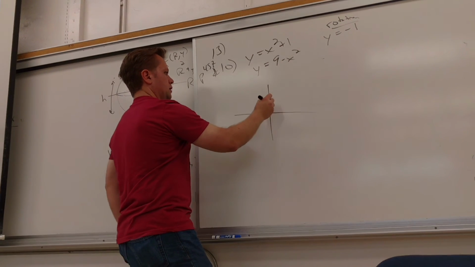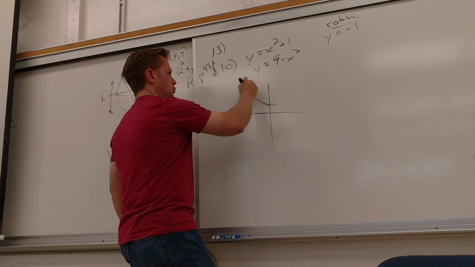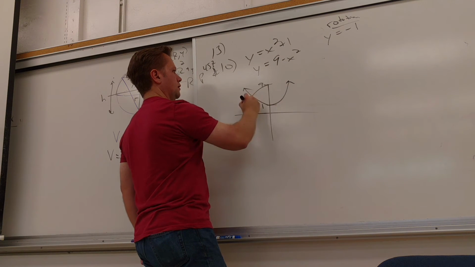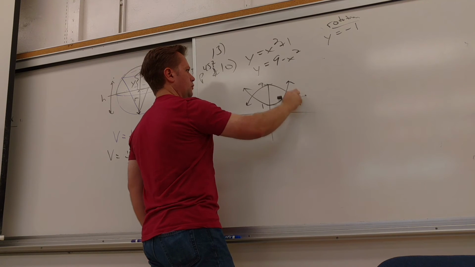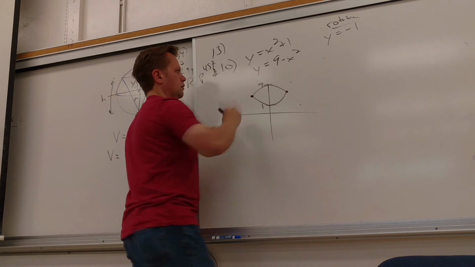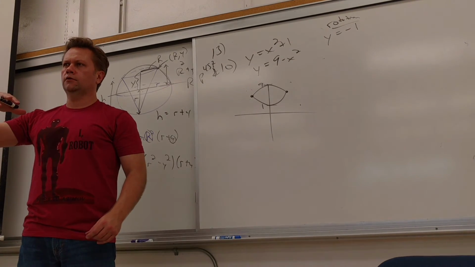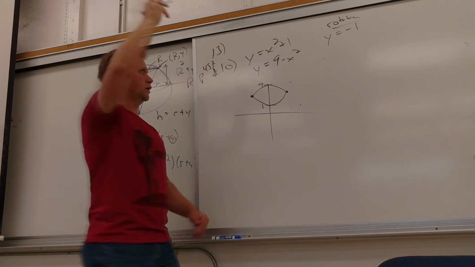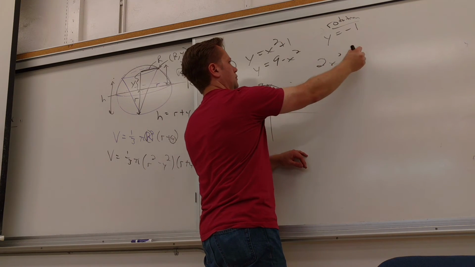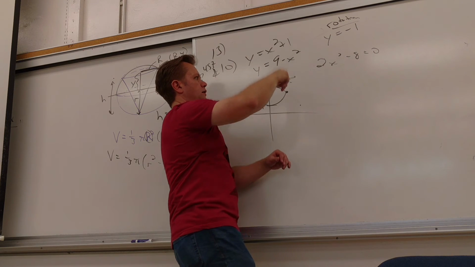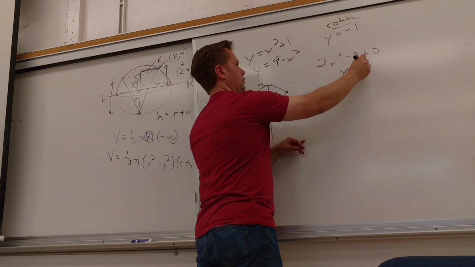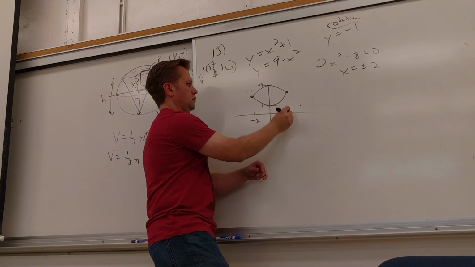So a very quick, down and dirty sketch of this: this opens up, and this is at 9, and it opens down, and I just need to know where the intersections are so I can define my limits. Set them equal to each other. Beautiful, we've done that plenty of times. So it would be 2x squared minus 8. Divide by 2, you get 4. Take a square root, then plus or minus 2.